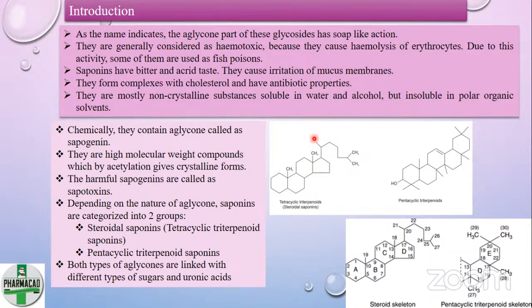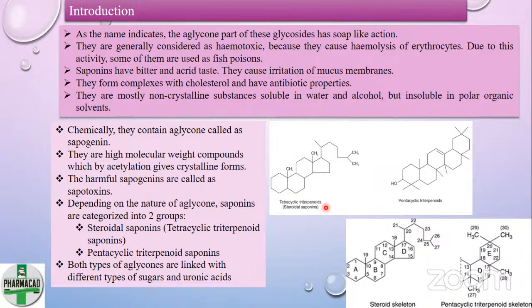So chemically, they will contain an aglycone, which is called sapogenin. Just like in cardiac glycosides we studied butadienolide and cardenolide, in saponins there is one tetracyclic and another pentacyclic triterpene. Tetracyclic are also known as steroidal saponin, whereas pentacyclic will have a 5-membered ring. They are high molecular weight compounds which by acetylation will give crystalline form. The harmful sapogenins are also called sapotoxins.